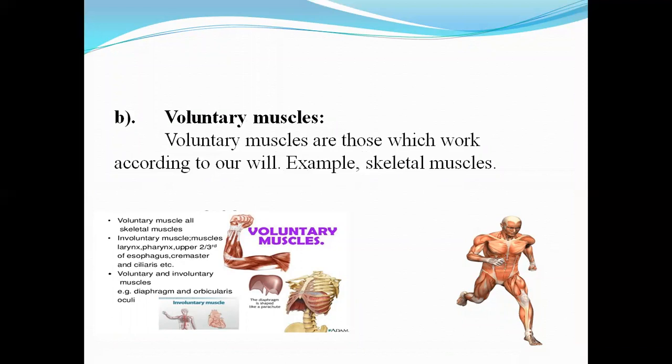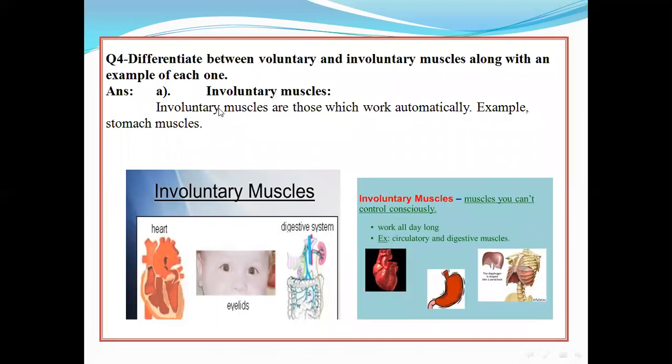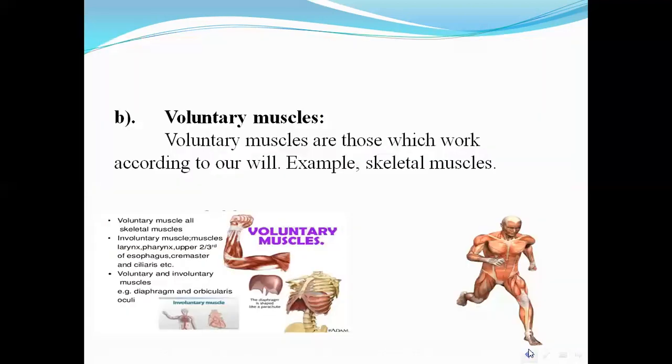All skeletal muscles are the voluntary muscles. So voluntary muscles are those which work according to our will. Keep remember, these are the involuntary muscles: your heart, your stomach, your liver. And your skeletal muscles are the voluntary muscles. Keep remember, involuntary muscles are those which work automatically.